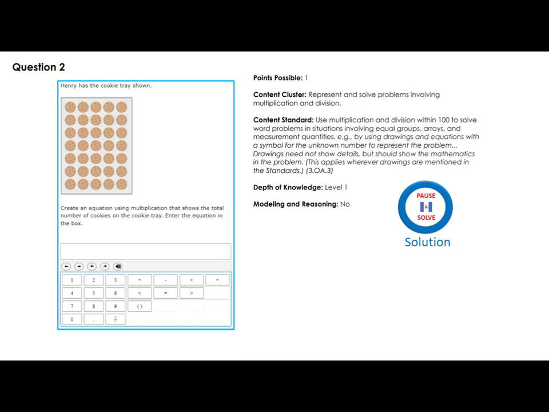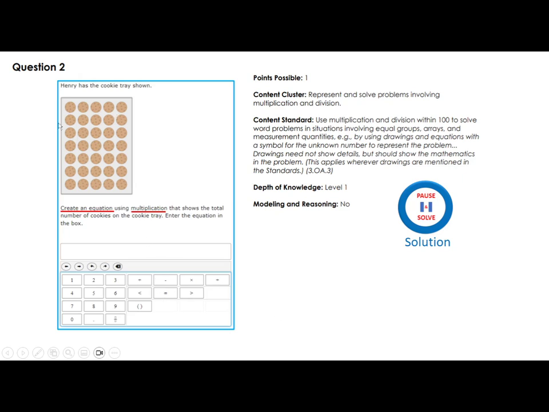Welcome. Henry has the cookie tray shown. Create an equation using multiplication that shows the total number of cookies on the cookie tray. Enter the equation in the box.